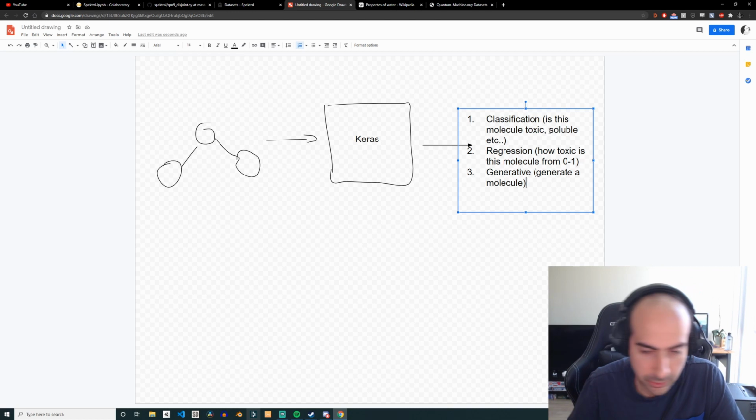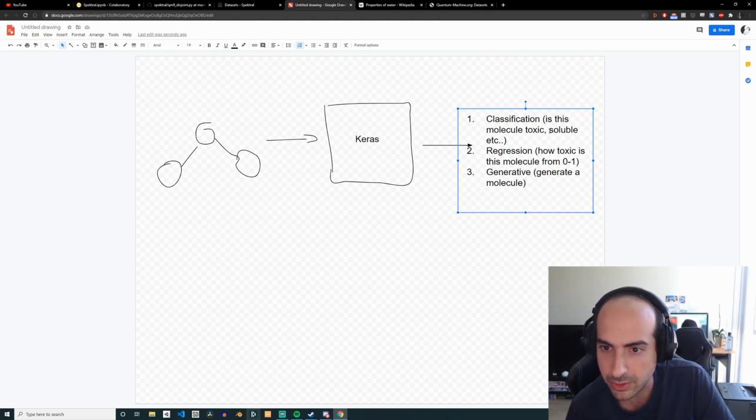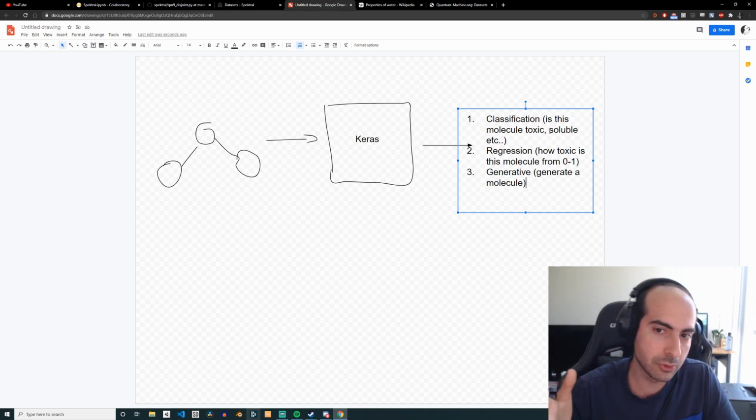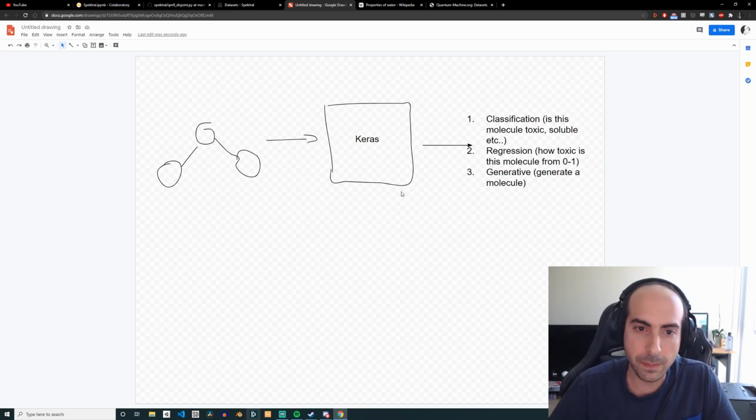Finding new drugs that are similar to drugs that we know are safe but may have different effects. So this is the general framework and why I believe you should care about this problem. So how does this happen?